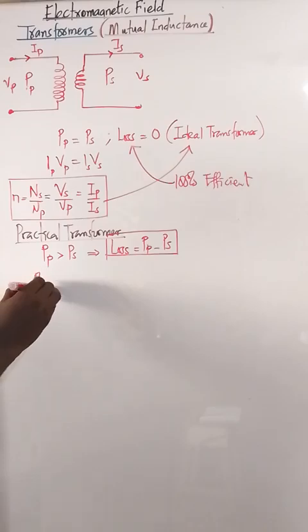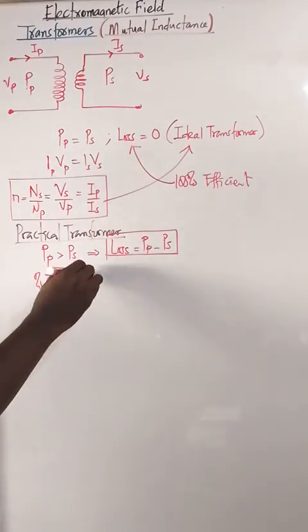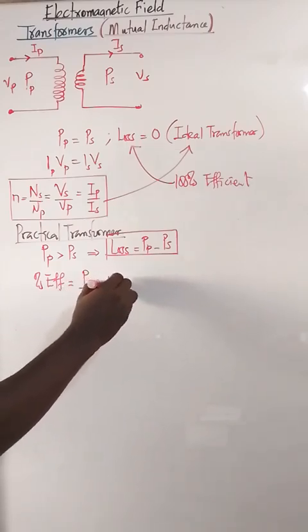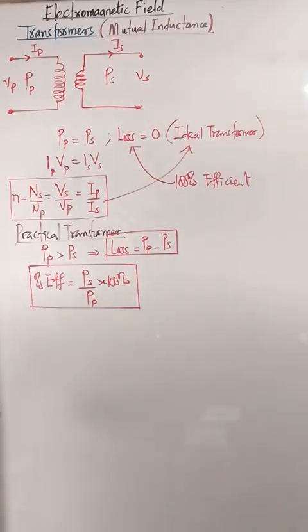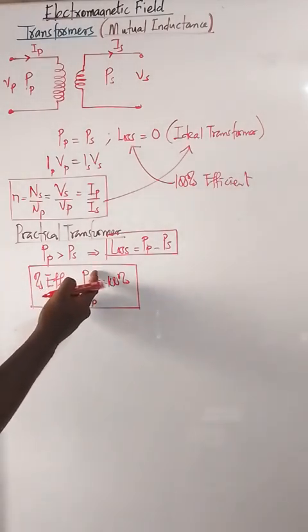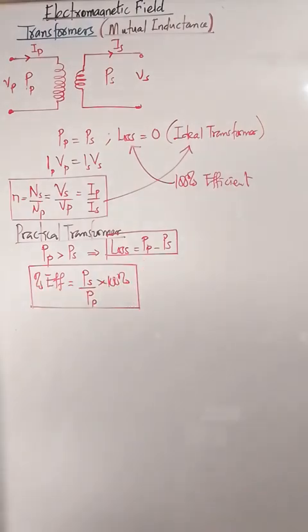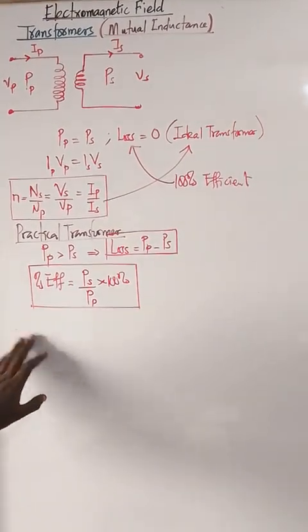So in this case, we can talk about the efficiency of the transformer. It is going to be the power output over the power input times 100%. So this is the efficiency of the transformer. And the connection between power output and power input, meaning power in the secondary coil over power in the primary coil, this is the connection between them, in case you are given the losses. So with these two, we can solve any question related to efficiency of a transformer or loss in a transformer.